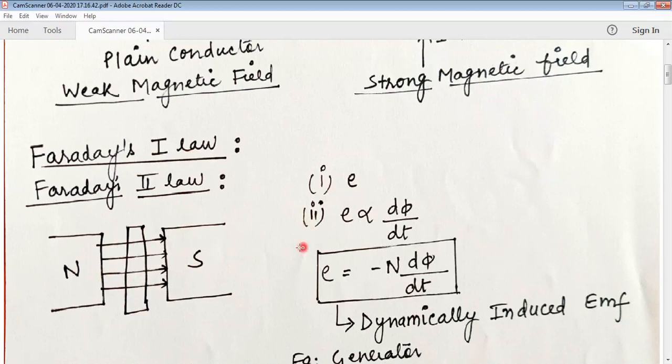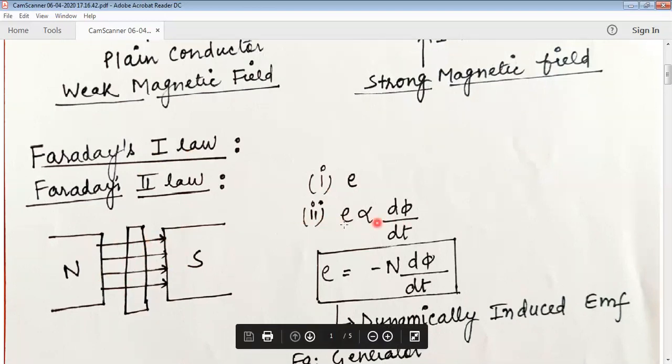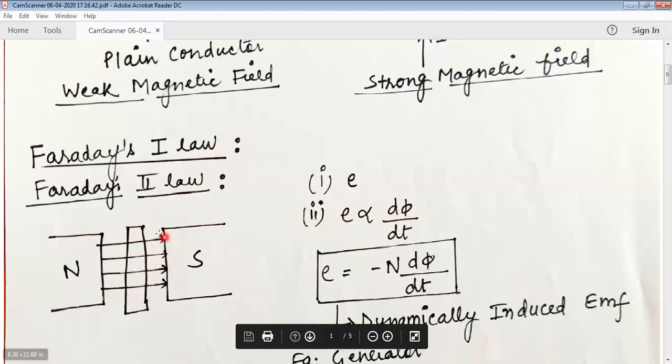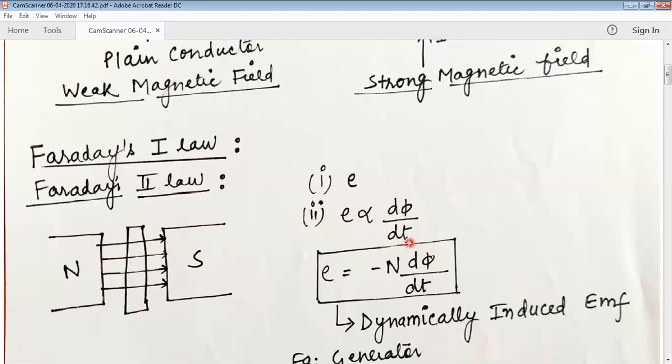Clear? Now, whatever EMF is induced in the conductor is directly proportional to the rate of change of flux. How is this rate of change of flux created? Because the conductor is rotating, it's not stationary. The magnetic field is there, and this conductor is cutting that magnetic field, so because of that magnetic field, flux is there. If the conductor cuts the flux, there will be a rate of change of flux. So the EMF induced in the conductor is directly proportional to the rate of change of flux. This is Faraday's second law.